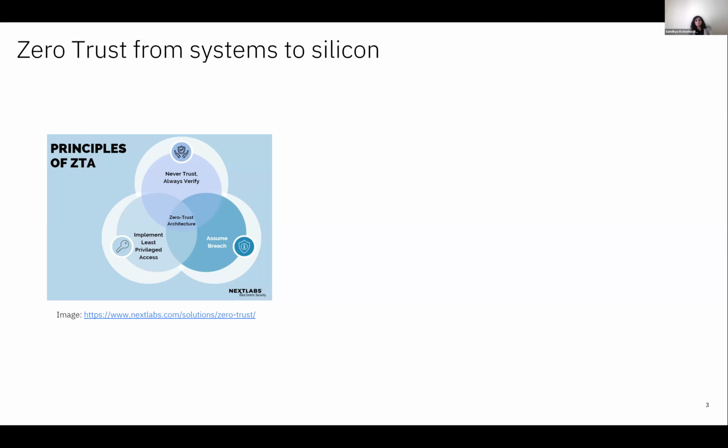What we need to do is that even when you are inside the network, you need to continue to keep verifying and not just blindly trusting, implementing least privilege access, so you only get access to the resources you need, and always assuming that there will be breaches and you have to have a way to mitigate those breaches. So these are some of the principles of zero trust that need to come down to the silicon level, right?